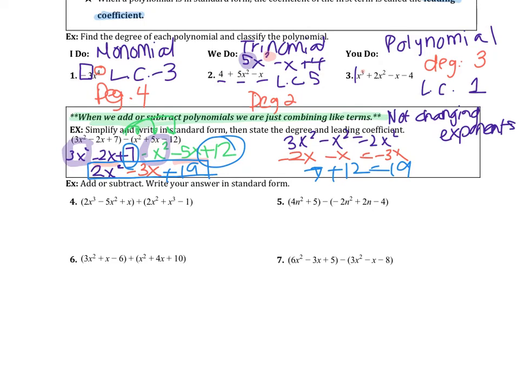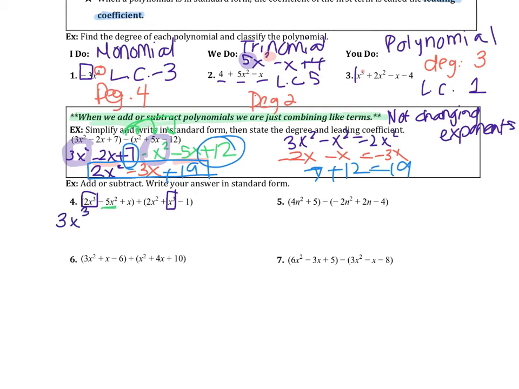On number 4, we're using addition. So based on the commutative property, we can ignore all those parentheses. They're not doing anything, and we can combine the terms that are alike. So negative 2x to the third and positive x to the third. I have 2x to the third and one more. That's going to give me 3x to the third.